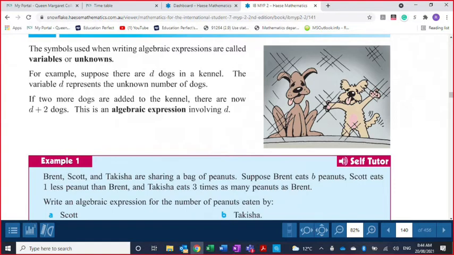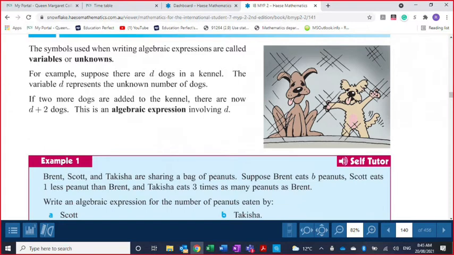So for example, there are D dogs in a kennel. So I don't know how many there are, so I just call the number D. Okay? So the variable D represents the unknown number of dogs. So algebra is very simple and very straightforward. It's very logical if you think about it, right?